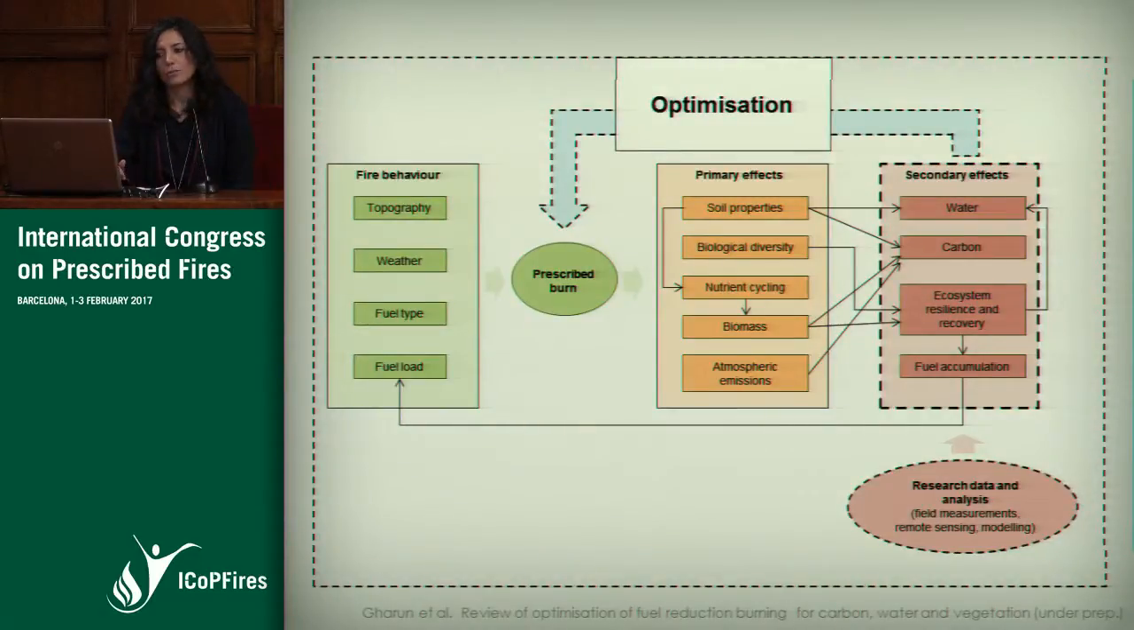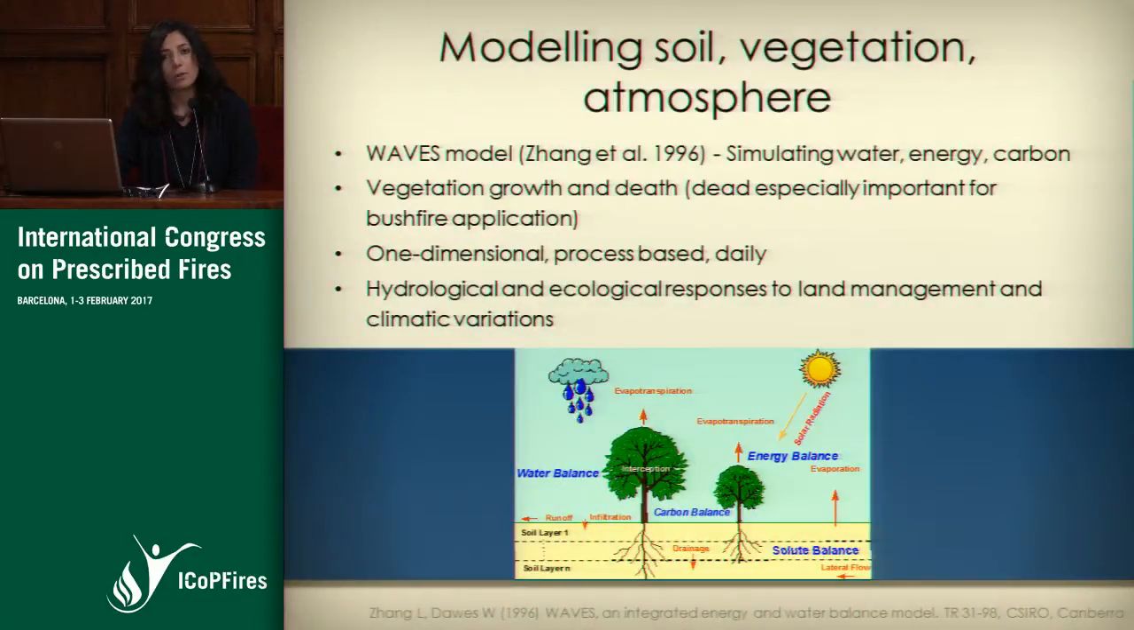So what we suggest in order to optimize fuel reduction burning for environmental values is a framework that considers all sorts of primary and secondary effects. And within this framework, we'll be able to define objectives and to plan the fires in terms of size and location within the landscape to achieve those objectives. Now, to understand these effects, we carry out experimental studies, or we use modeling, for example, or a combination of both. What we did here is a modeling approach.